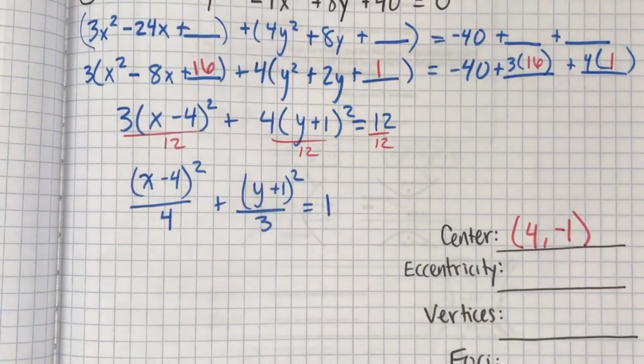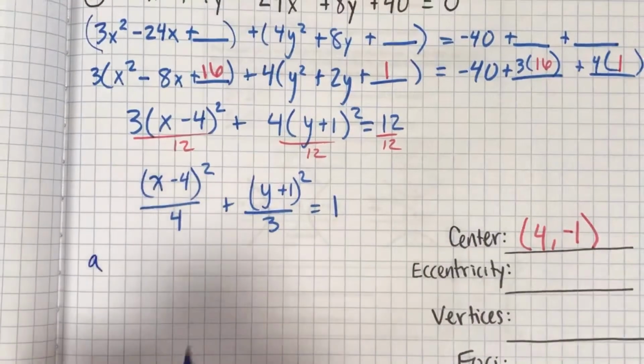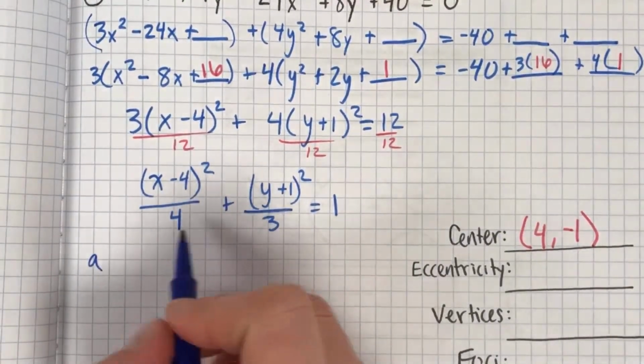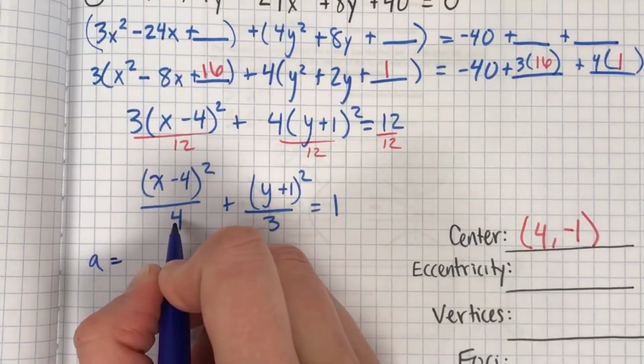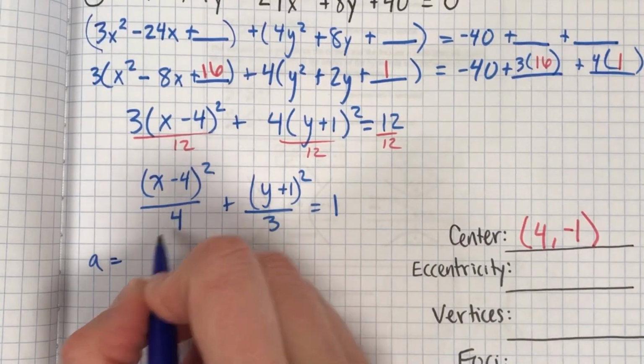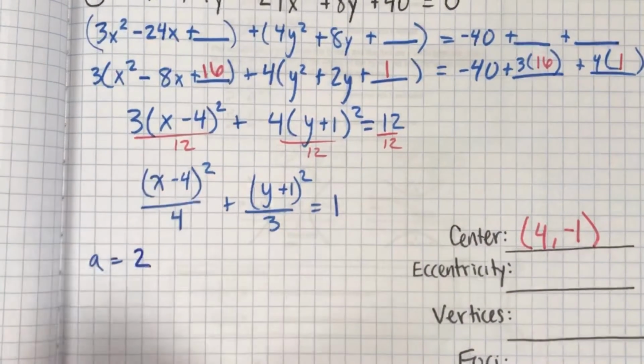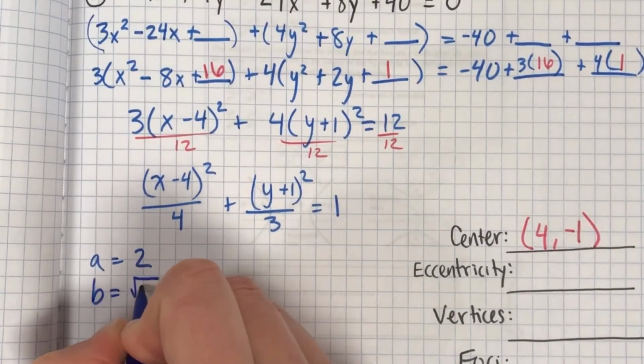And let's find our a and b values. Remember, our a value is always going to be the bigger of the two. Here we have a squared, so just to find a would be 2. B would be the square root of 3.